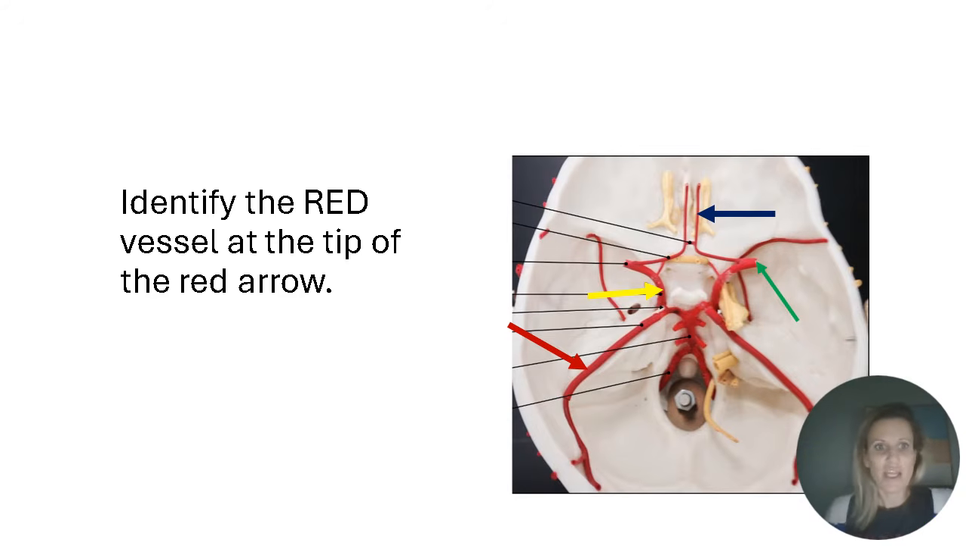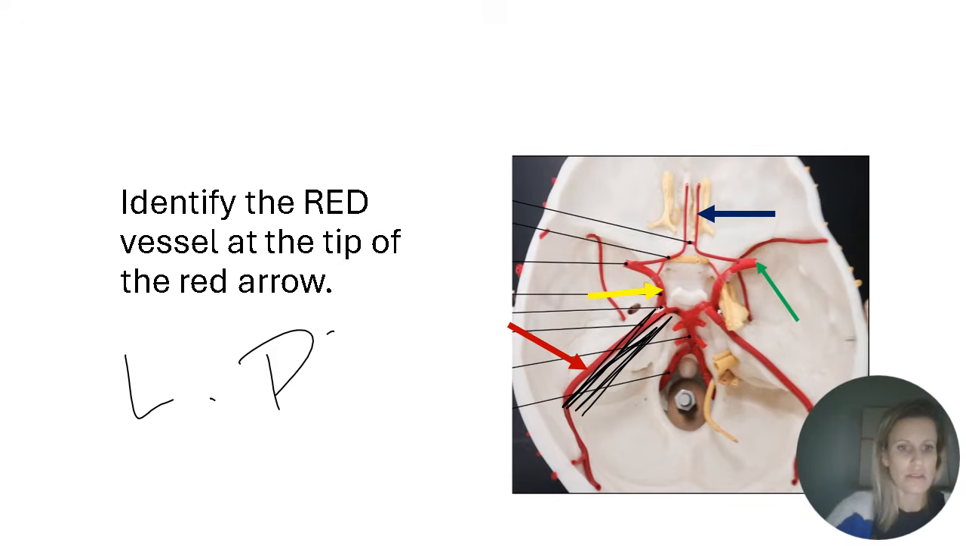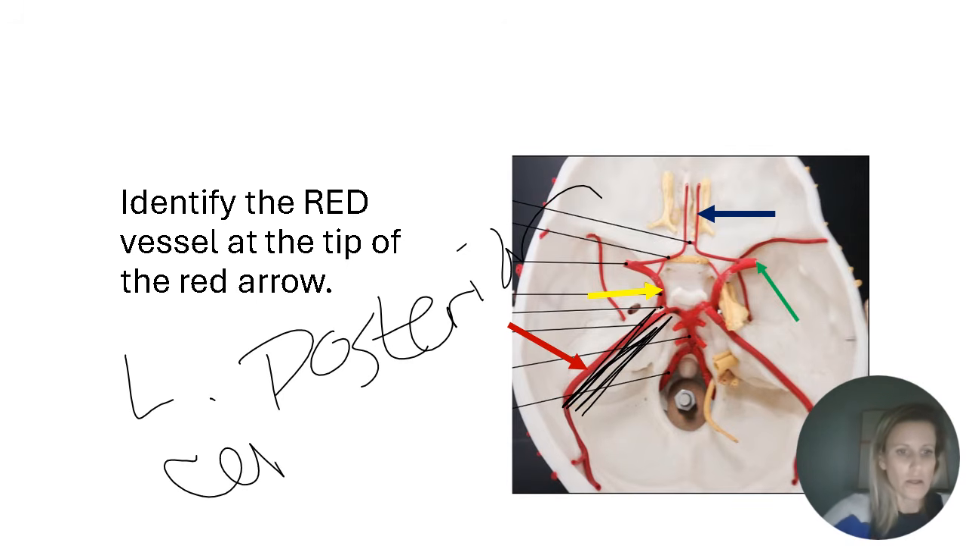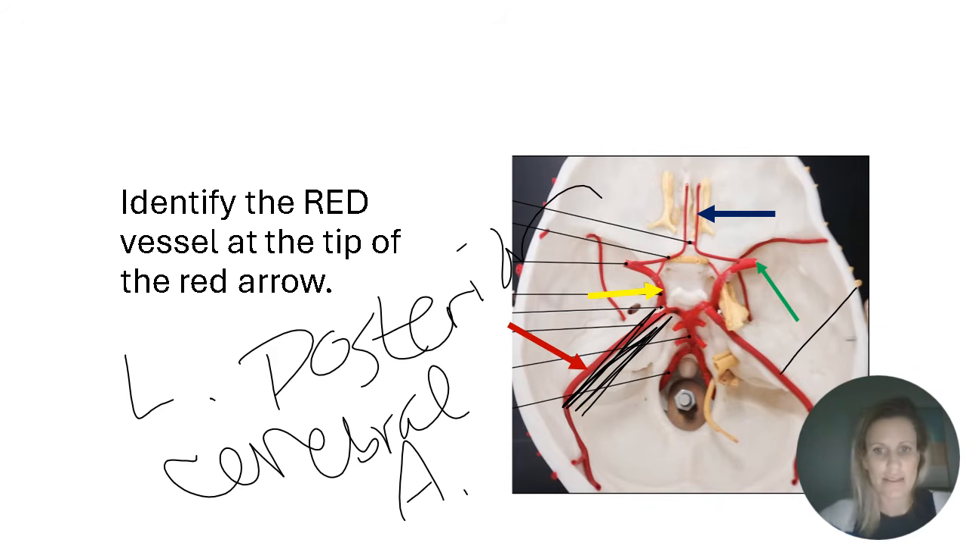We've seen this picture a lot. Identify the red vessel at the tip of the red arrow. So that's pointing to this one back here. This is one of the cerebral arteries, right? It's in the back of the skull. So posterior cerebral artery, right? And that's on the left side. So left posterior cerebral artery. Right? The right is over here. This one would be the right posterior cerebral artery.